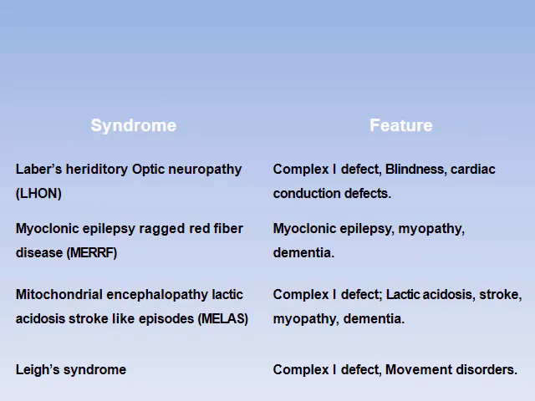For example, Leber's hereditary optic neuropathy will have a defect in complex 1. Individuals will show features like blindness and cardiac conduction defects. Leigh syndrome will also have a defect in complex 1. Patients will have movement disorders and so on.